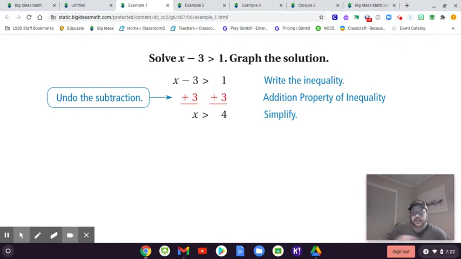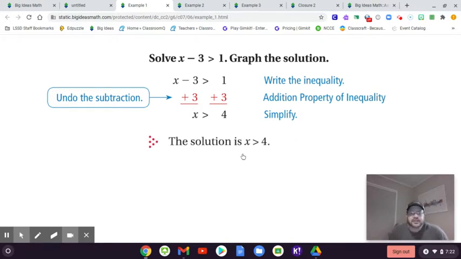The other thing we have to do is graph the solution. So you're going to draw a number line, a horizontal number line. Where will the dot go on the number line? Yes, it will go on 4. And will it be an open circle or a filled-in circle? It will be an open circle because x cannot equal 4. It can only be bigger than 4. And then which way will the arrow go? Will it go right or left? If you said right, you are correct because x is all the numbers bigger than 4.